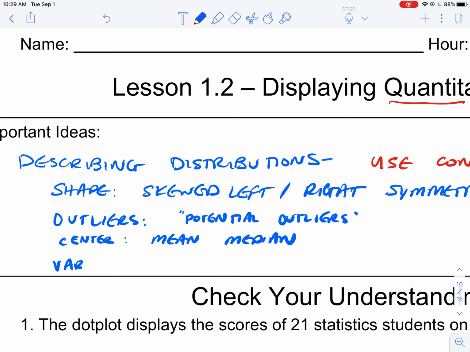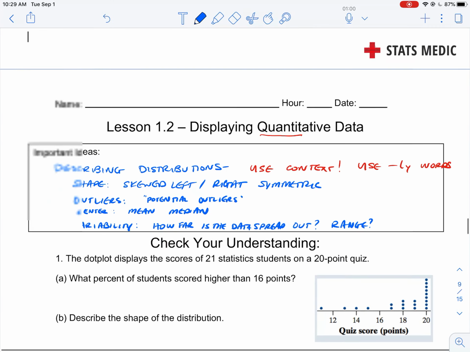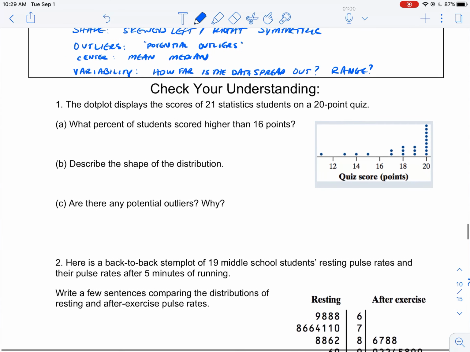And the last part is variability. And variability has to do with how far spread out the data is. How far is the data spread out? What we're going to have for that measurement right now is to talk about the range. What is the range? So what is that upper minus the lower?